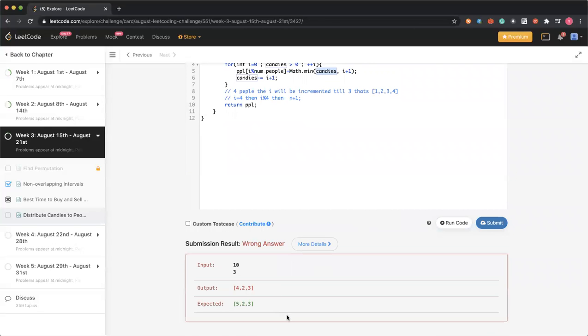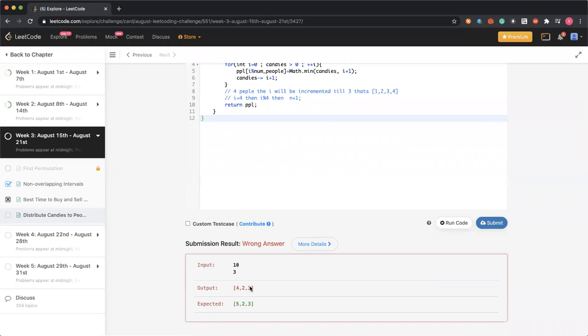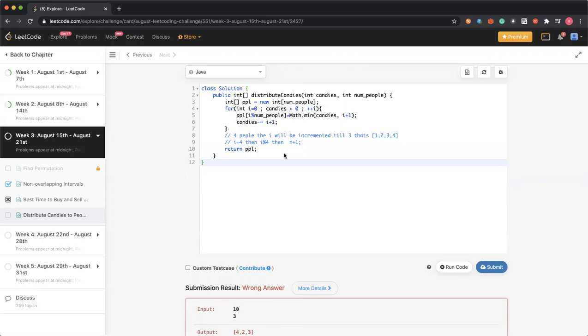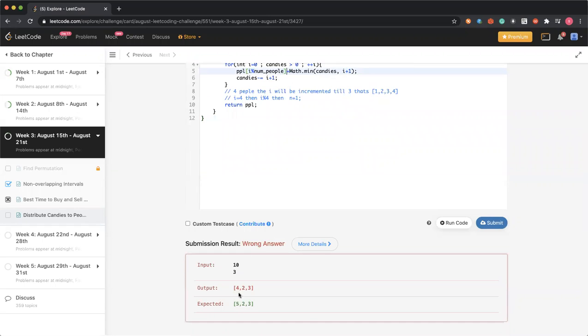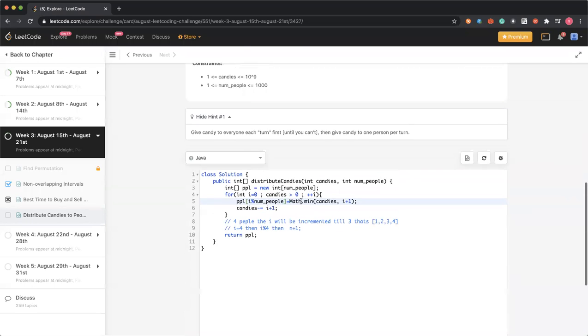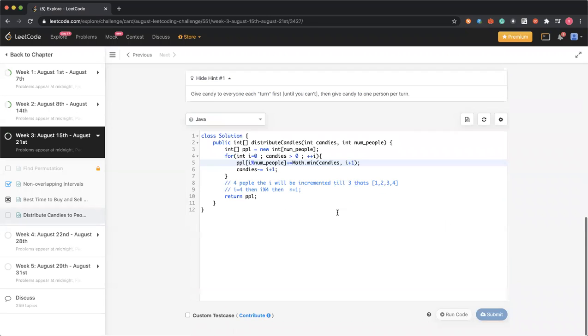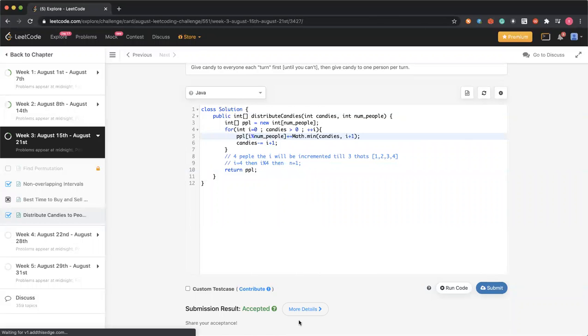Oh, something happened. I think we faced a problem. We got an output of 4, 2, 3, and 5, 2, 3 is the actual output. The first person should have got 5, but we got 4. That is because the previous one was skipped, I think. So here what we have to do is add plus; the previous value was 1, so now it will be added. Now let's see. Yay, accepted.